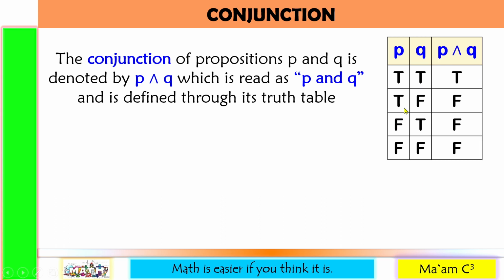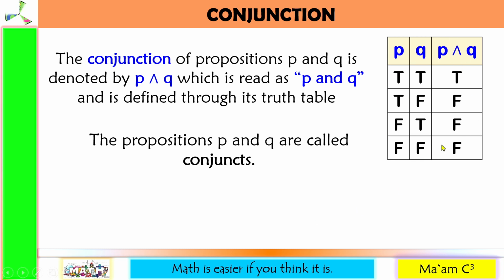If the truth value of the proposition P is true, but the truth value of the proposition Q is F, then P and Q is F, false. If the truth value of the proposition P is false, and the truth value of the proposition Q is true, P and Q is still false. And last one, if the truth value of the propositions P and Q are both false, then P and Q is false. P and Q here are what we call conjuncts.